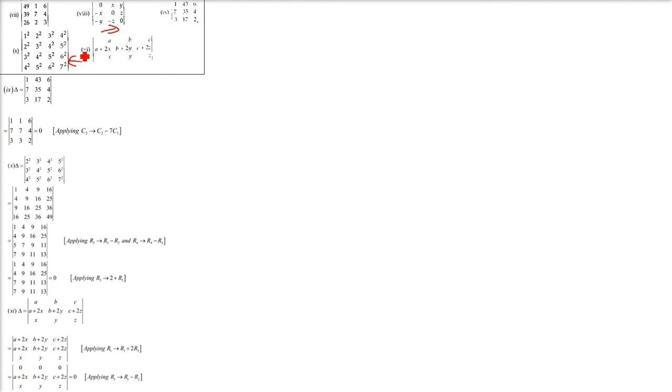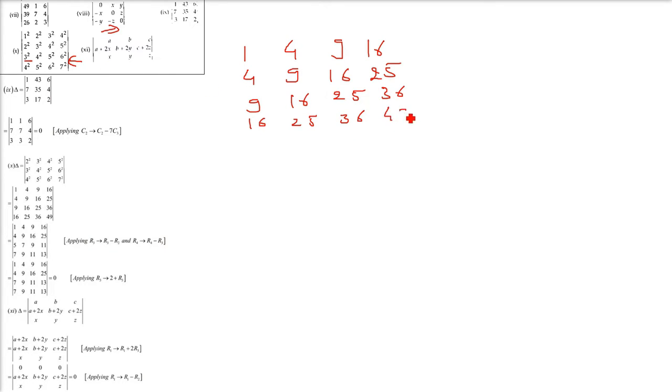Because this is a square, we need to just write the actual numbers. So 1, 4, 9, 16. 2 square is 4, 3 square is 9, 4 square is 16, 5 square is 25. 3 square is 9, 16, 25, 36. And 4 square is 16 again, 25, 36, and then 7 square is 49, right? Okay.